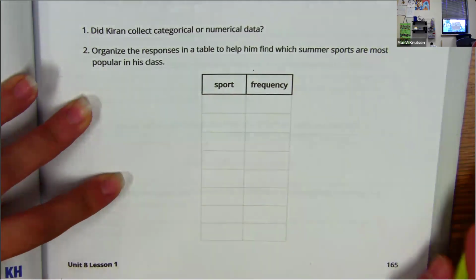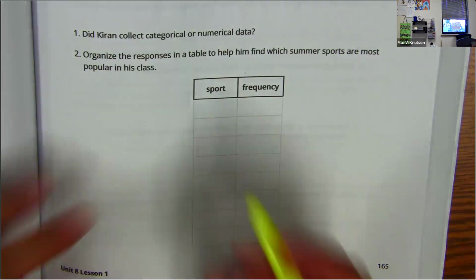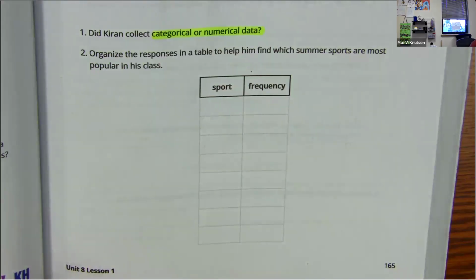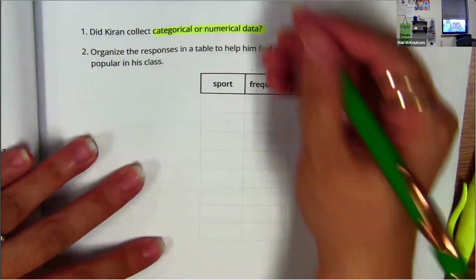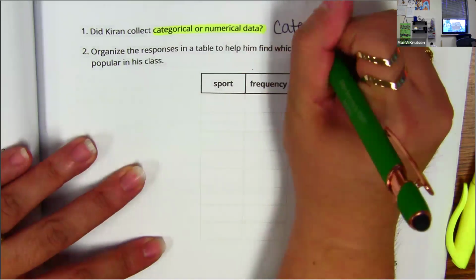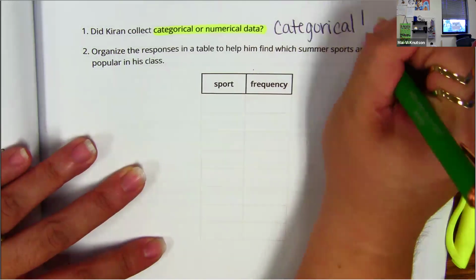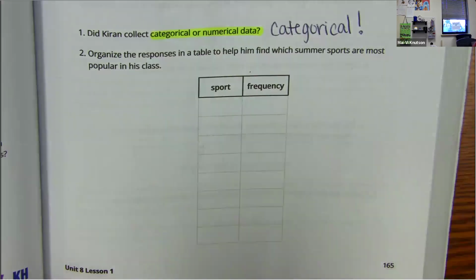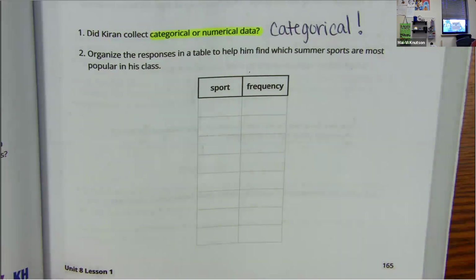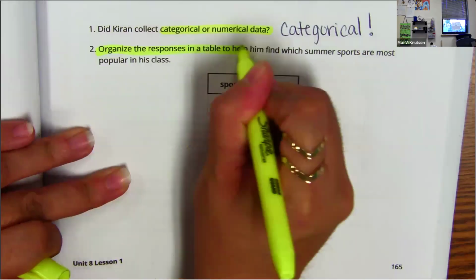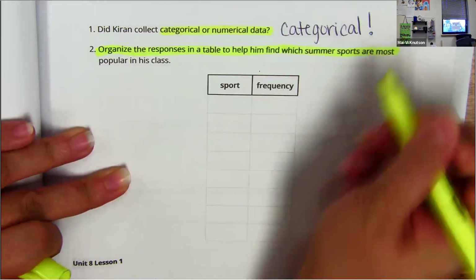So did Kieran collect categorical or numerical data? Well, since our answers are words, it is categorical data. Because we're talking about words. So we just did numerical on the last activity. Now we're going to work on categorical data and see how those two compare. All right, so let's organize the responses in the table to help him find which is the most popular.